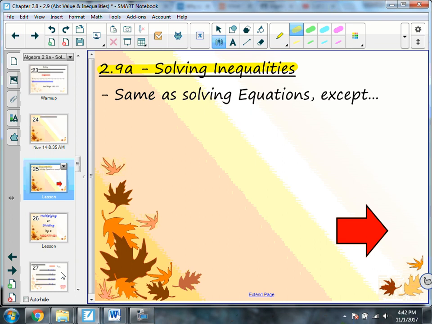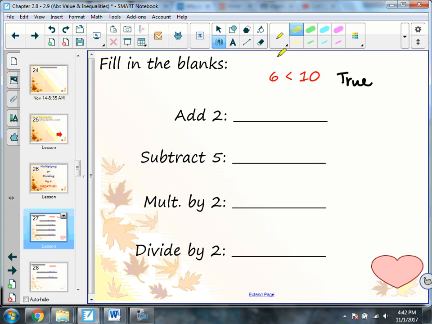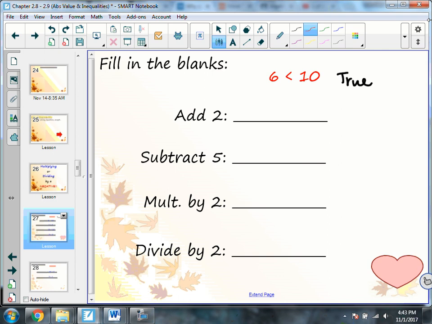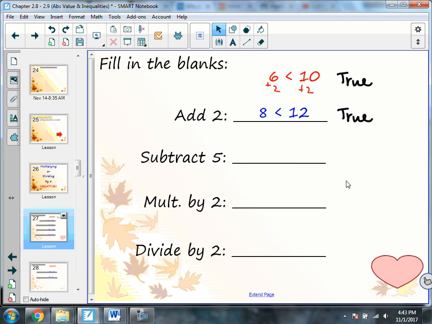So look at this. We know that 6 is less than 10. We know that that is true. So we can then consider ourselves adding 2 to both sides. So plus 2, plus 2. And what we get is that 8 is less than 12. 8 is less than 12 is still true.